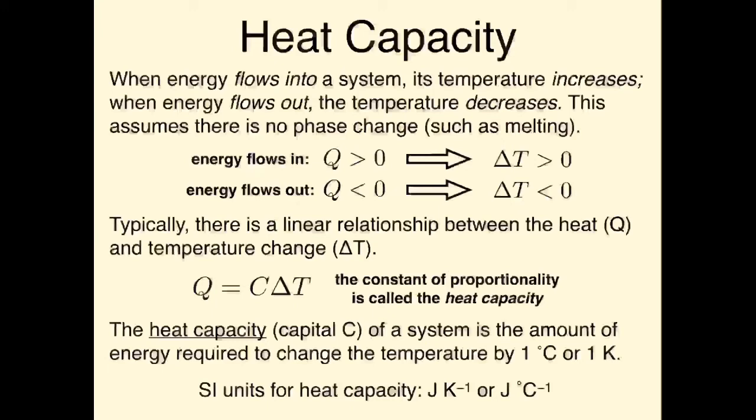And if we think about what it means, the heat capacity of a system is just the amount of energy that you would need to put into the system to change its temperature by a certain amount. If we're using the Celsius scale, we would say by 1 degree Celsius or 1 Kelvin. So the SI units for heat capacity would be joules per Kelvin or joules per degree Celsius. The heat capacity tells you how much energy you need to put into the system to get the temperature to change by 1 degree Celsius or 1 Kelvin.